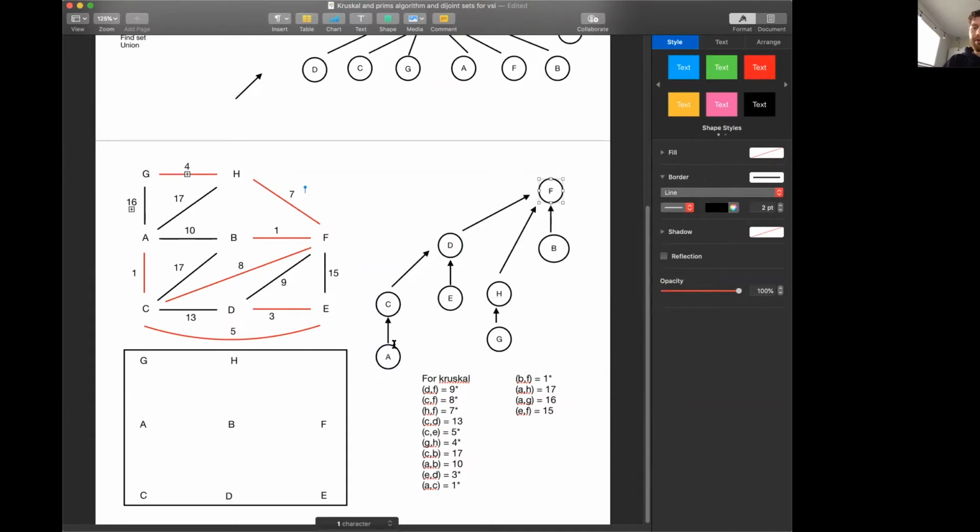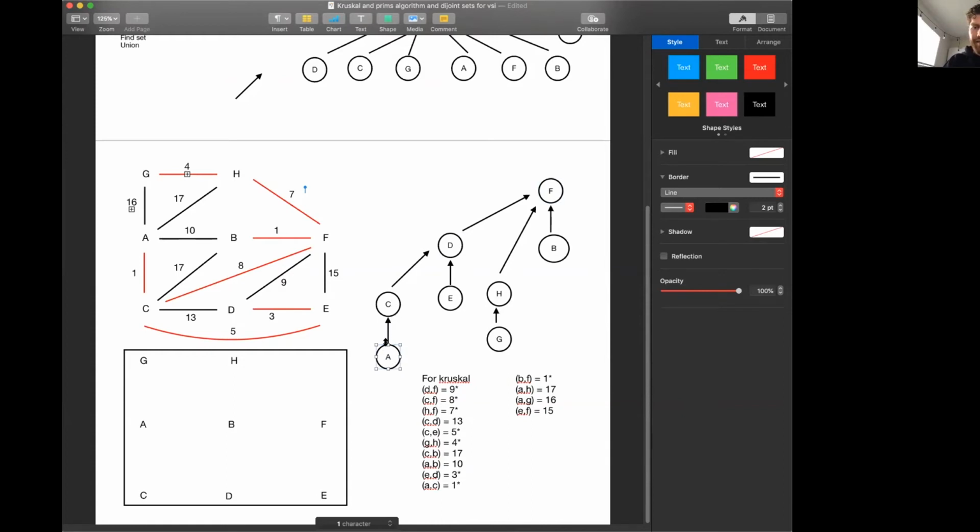Well, when we run this find set operation, we notice that we're doing a lot of jumps, and there's a heuristic that we can do to minimize the future work when we run find set on A, which is something called path compression. So the idea here is when I run find set on A, and I'm going all the way up to find the root, while I'm going up, I'm going to make all the nodes in my way point to that root directly.